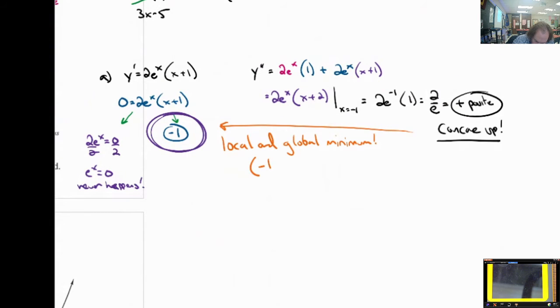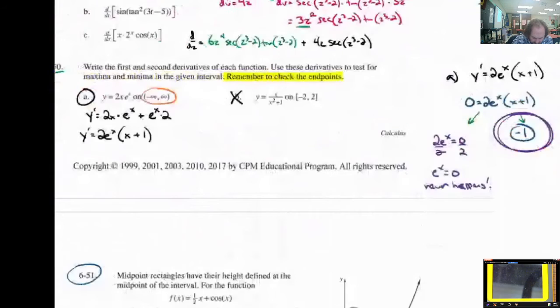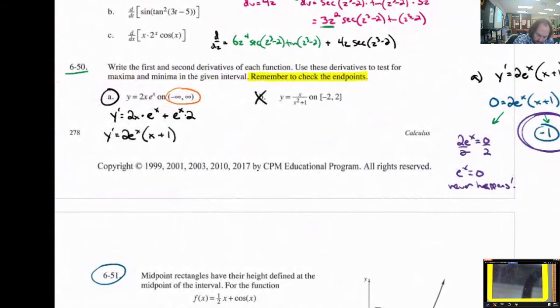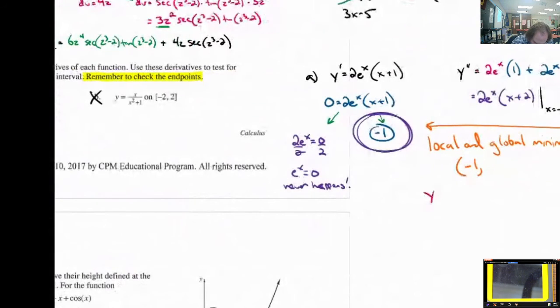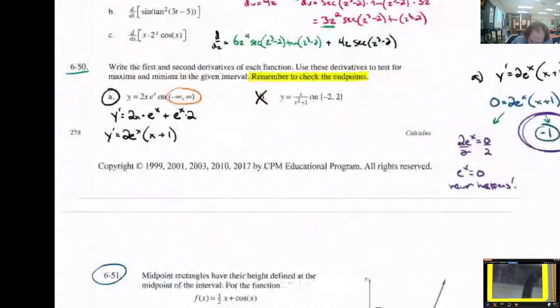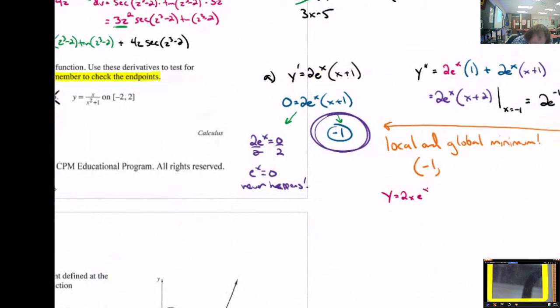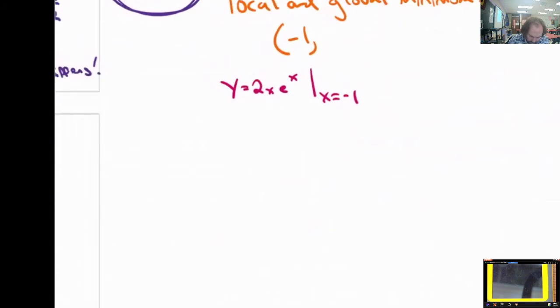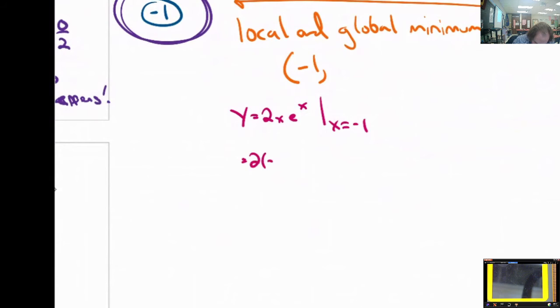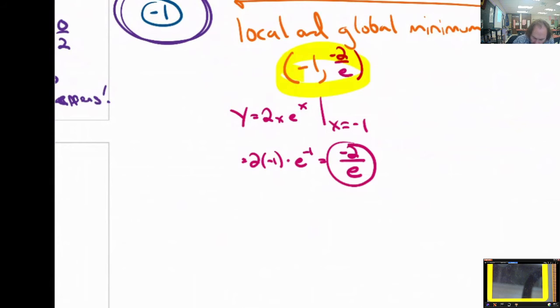Its coordinates are negative 1, and we have to go all the way back to the original function to figure out the y coordinate. It's y equals 2x e to the x when x is equal to negative 1. So this is equal to 2 times negative 1 times e to the negative first power, which is negative 2 over e. I'm just going to put that as the y coordinate. And this is the local and global minimum of that graph. We could take a look at the graph right now and confirm that, but that appears to be the case there.